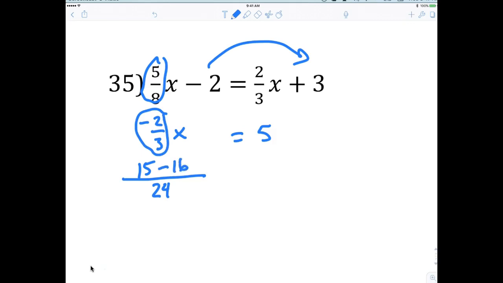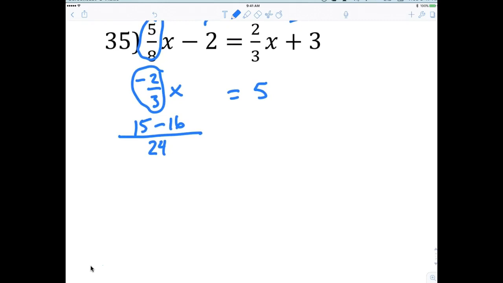Negative 16, right? So what's 15 minus 16? Right, so we would say negative 1/24 x equals 5.